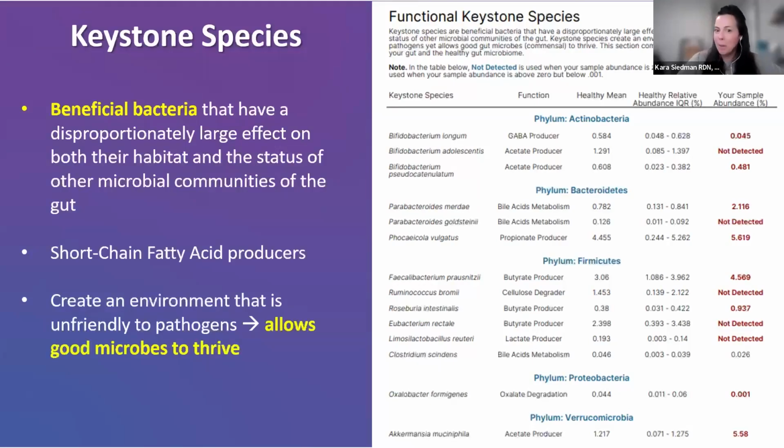But these are also like Goldilocks. So remember what I said, the microbiome likes balance. So even in this case here, where we see that many of our keystones are not detected, even of the ones detected, they're really out of the range that we like to see or what's most noted in the healthy population. So it's another sign of dysbiosis. And that's something we do want to think about.